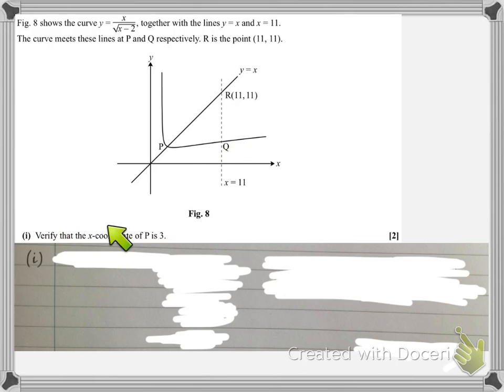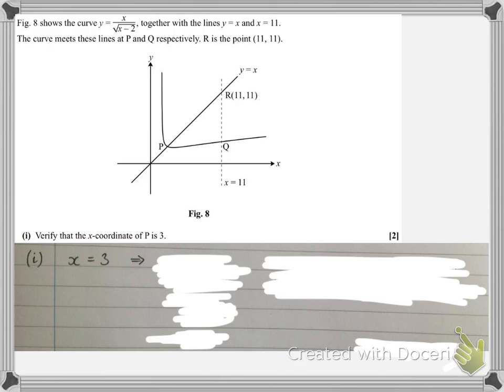So verifying the x-coordinate of P, well, if it's on the line y equals x, we'd expect the x and y coordinates to be the same. So if the x-coordinate is 3, the y-coordinate ought to be 3. So we know the point (3, 3) lies on y equals x. All we have to really do is show that the point (3, 3) also lies on this curve.